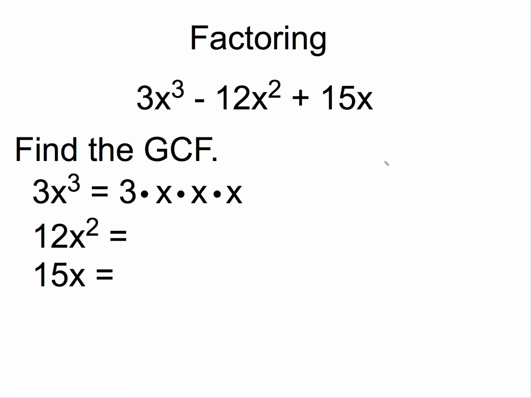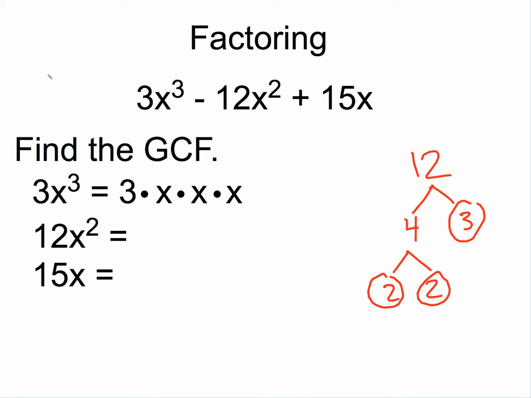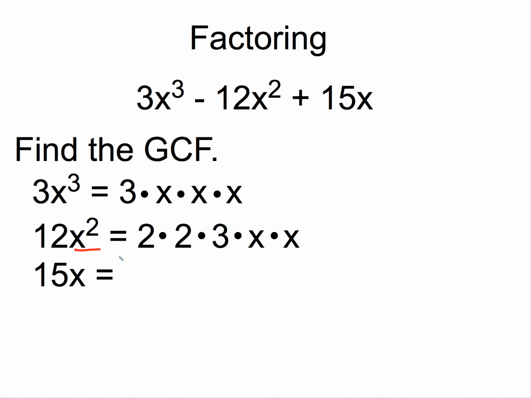For 12x squared, I think 12 is pretty easy, but just to refresh your memory, you can do a factor tree. So you would do 4 times 3. 3 is prime. Break down 4 into 2 times 2. So it would be 2 times 2 times 3. And then for the x's, since we have 2 of them, I just put x times x. And then last for 15x, again 15 can be broken down into 3 times 5. Those are both prime. So it's 3 times 5 times x.